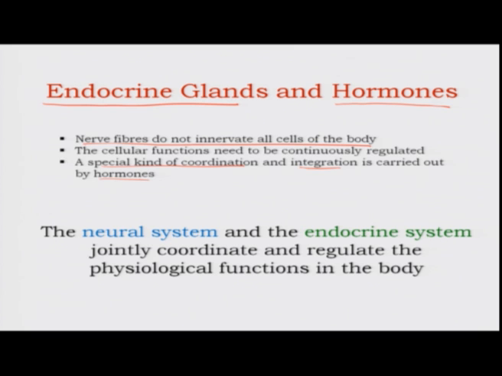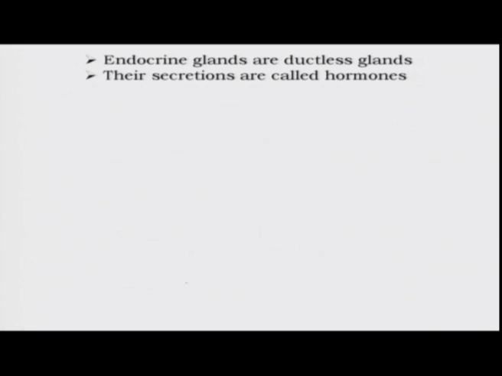As I have said before, the neural system and the endocrine system are the two arms of the coordinating system within our body, and they jointly coordinate and regulate all the physiological functions present in our body. So, endocrine glands, what are these? Endocrine glands are typically known as ductless glands. What do we mean by ductless glands?